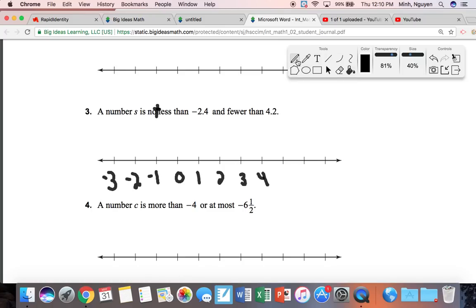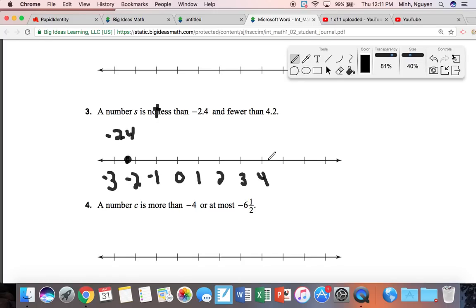2.4. So let's just say 2.4 is almost 2.5. Let's say that's this part right here, -2.4. Okay, and it's filled in. So I'll do our little duty and make a little circle. 2.4 and fewer or less than 4.2.